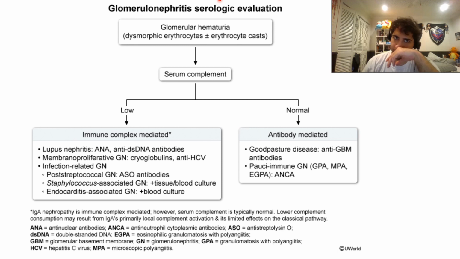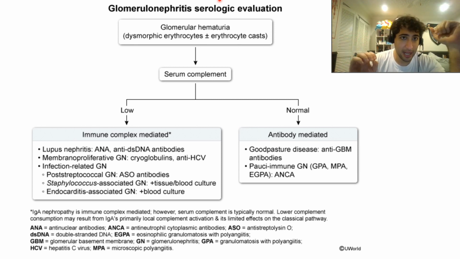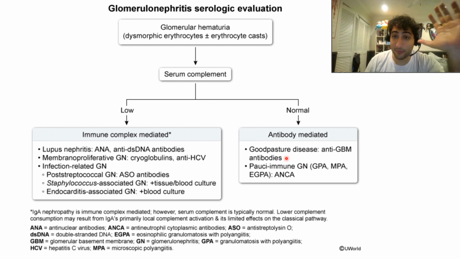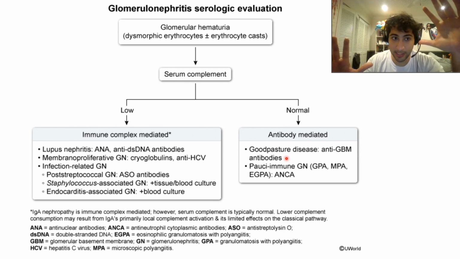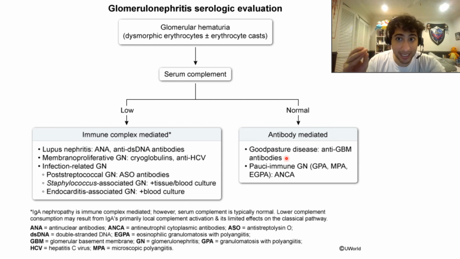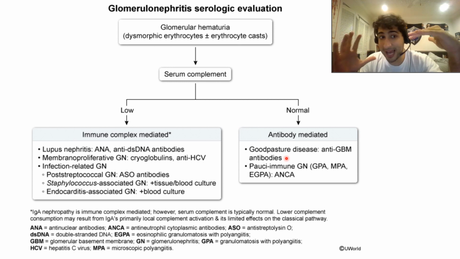Okay. So let's say, I like this table from UWorld, that's why I stuck it in here. Let's say we get the glomerulonephritis, we want to evaluate the serology, okay? We have dysmorphic erythrocytes and erythrocyte casts when we look at the urinalysis, and the serum complement is normal. That means if you have glomerulonephritis and the complement is normal, you don't have complex mediated disease, it means it's antibody mediated disease, right? Because complex mediated disease lowers your complement. If it's not happening because of immune complex, it's direct antibody-mediated disease.